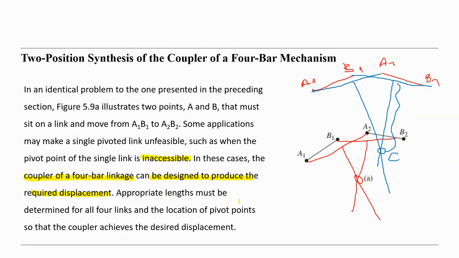So appropriate lengths must be determined for all four links and the locations of pivot points, so that the coupler achieves the desired displacement. So this is the coupler, and we can think in that direction. Say this is the coupler A1 and B1, and let's say this is such a four-bar mechanism.